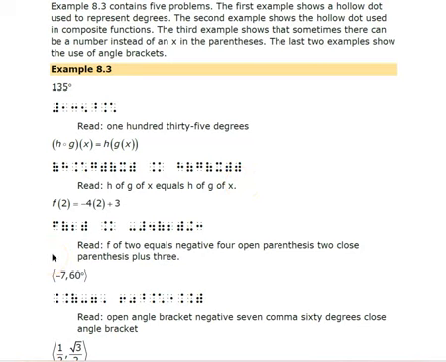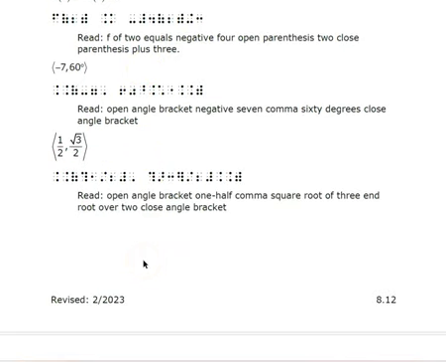F of 2 equals -4, open parentheses, 2, close parentheses, plus 3. Alright, so we have an F, open parentheses, 2, closing parentheses, equals -4, number sign 4, left parentheses, 2, right parentheses, plus 3. Okay, you'll have a couple of other examples.